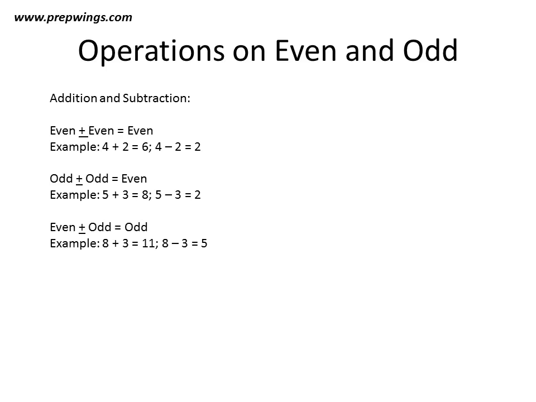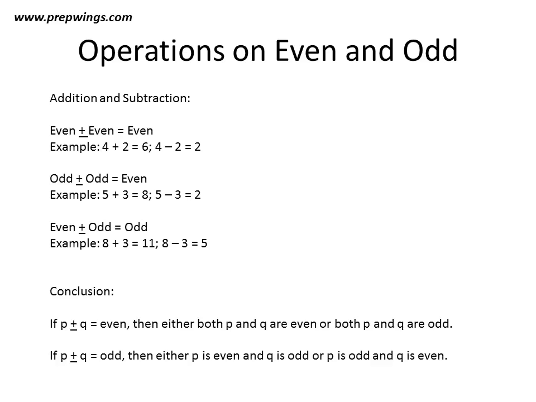Okay, so if you look at the examples, 8 plus 3 equals 11. So 8 is an even number, 3 is an odd number, and the result 11 is also an odd number. Similarly, 8 minus 3 is 5, where 8 is even, 3 is odd, and 5 is also odd. So what we conclude from here is that if two numbers are added or subtracted, and if the result is even, then either both of them are even or both of them are odd.